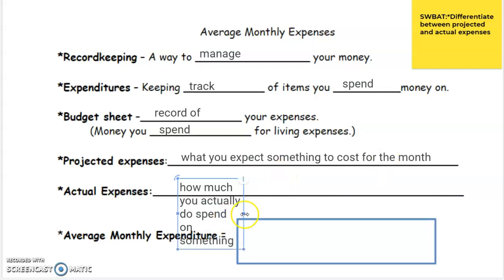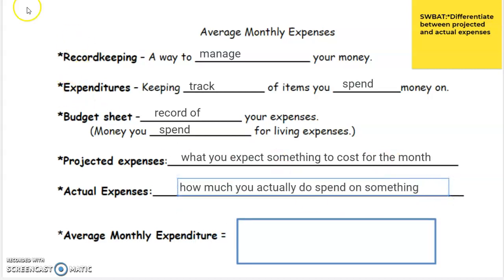The easy ones are things like your rent or mortgage, because that's something that doesn't change every month. If my mortgage is $1,000, I know I'm projecting $1,000, and I'm actually spending $1,000 on that. So it makes it nice and easy.